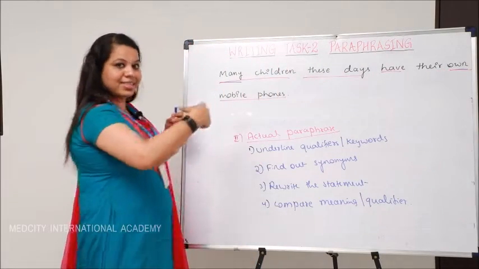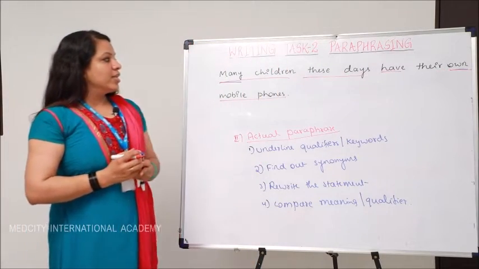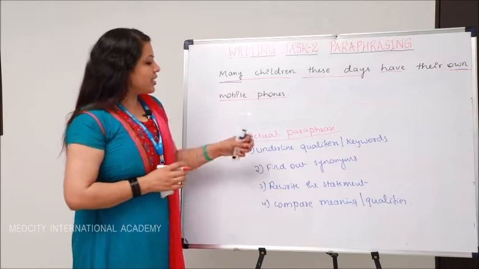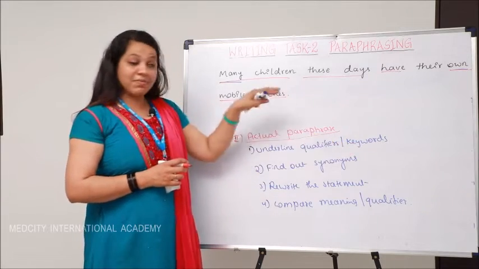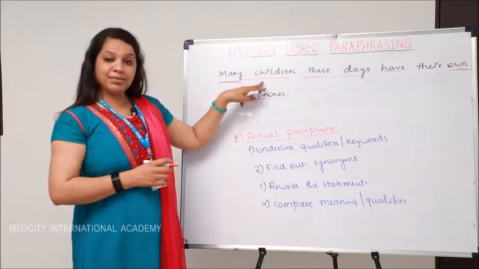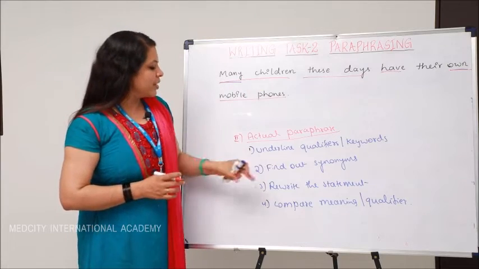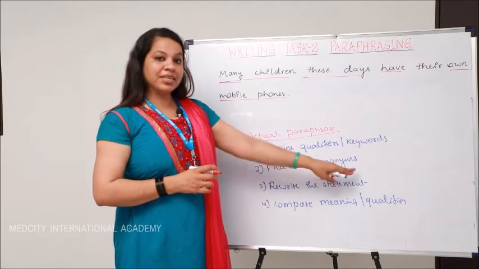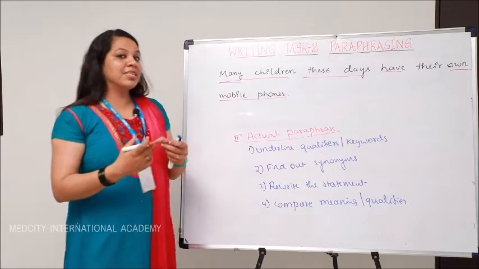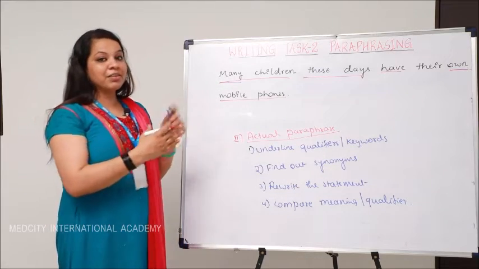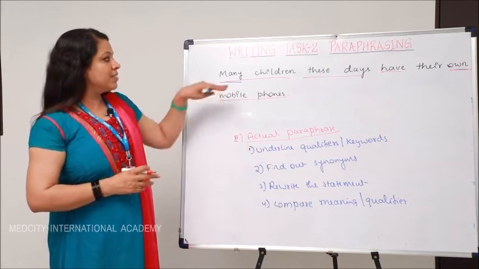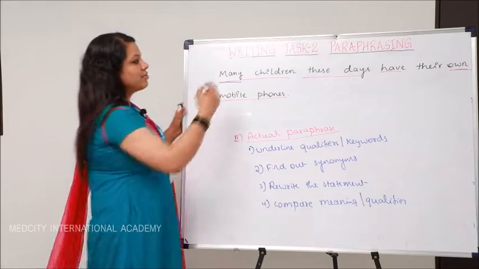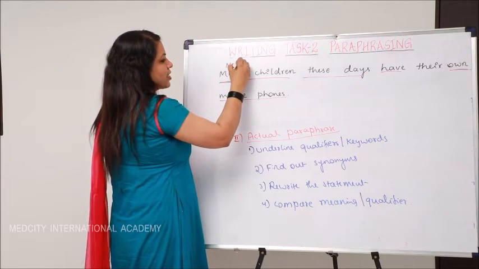Own mobile phones is a single keyword. Okay. So once you have underlined your qualifiers and keywords, and one more thing is the qualifier is also a part of your keyword. Okay. So after that you have to find out your synonyms. Synonyms means the word with the exact meaning of your underlined word. So for example, for many children you can use the words most of the kids.